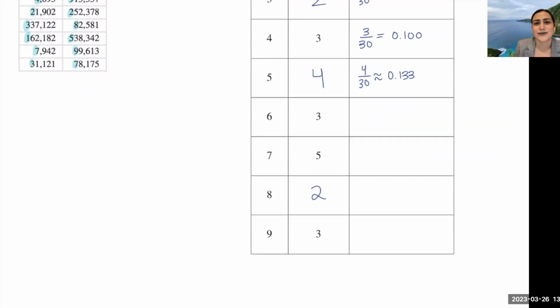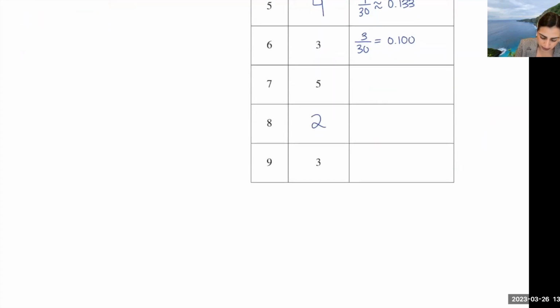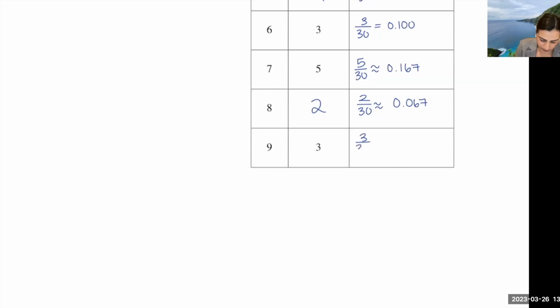So hopefully this is a nice little review of chapter 2, relative frequency distributions. And then 3 divided by 30, which is going to be equal to 0.100 if we round it to 3 decimals. And then 5 divided by 30 is approximately 0.167. And then 2 divided by 30, we already calculated that earlier, and this is approximately 0.067. And then the last one is 3 divided by 30, which is equal to 0.100 since we're rounding to 3 decimals.